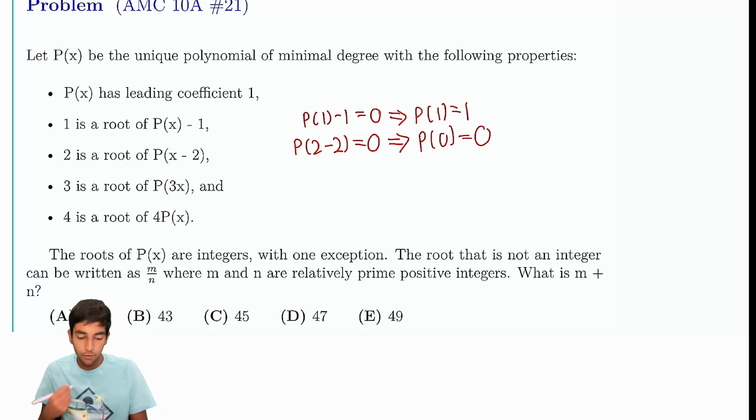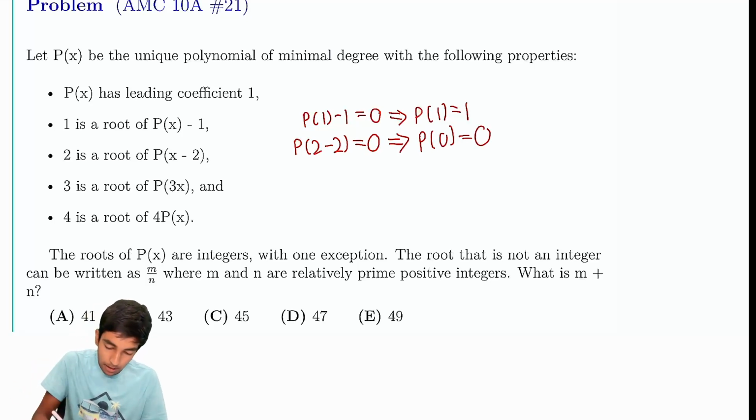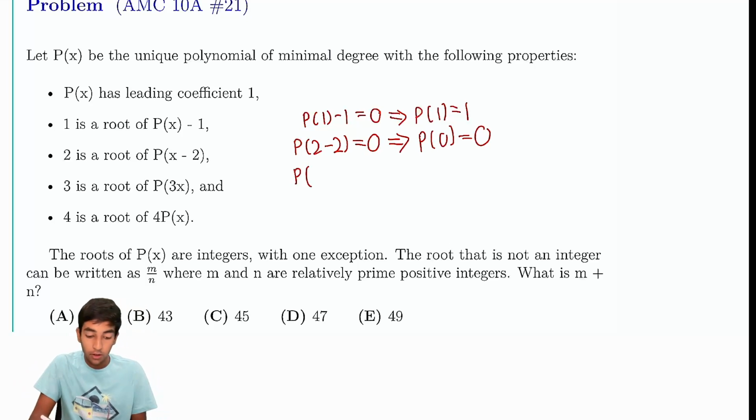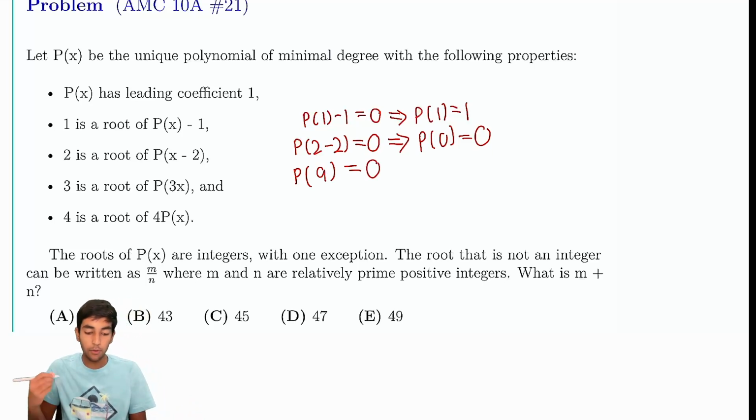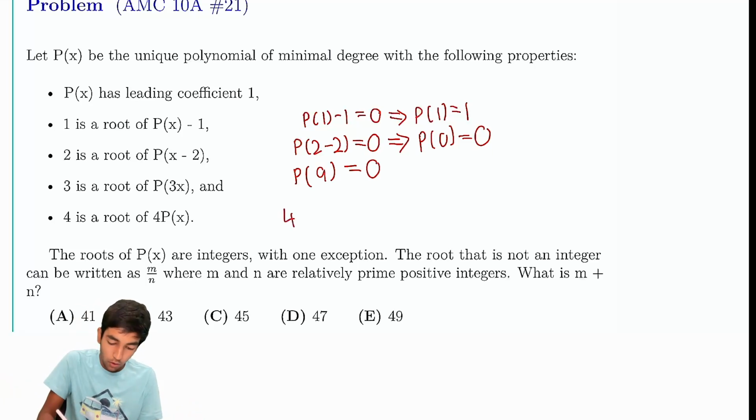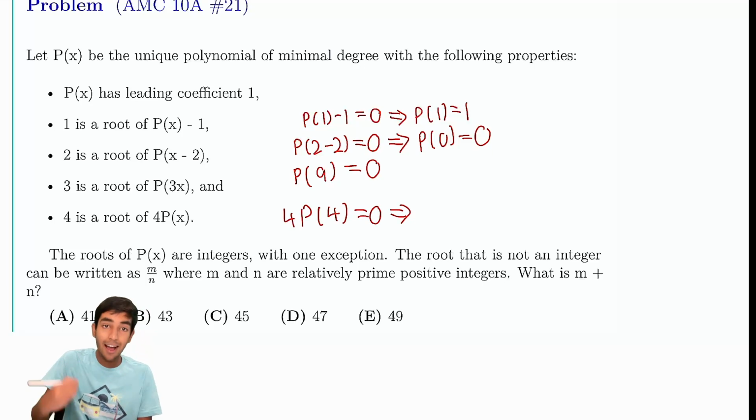3 is the root of p of 3x. So you say p of 3x. The root is 3, so you plug in 3, you get p of 9, which has to be 0, because 3 is the root of p of 3x. 4 is the root of 4 times p of x. So 4 times p of 4 has to be 0, i.e. p of 4 is 0.